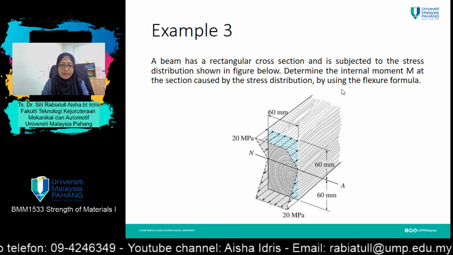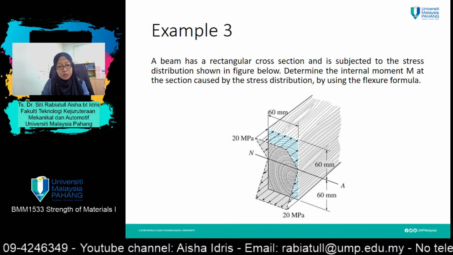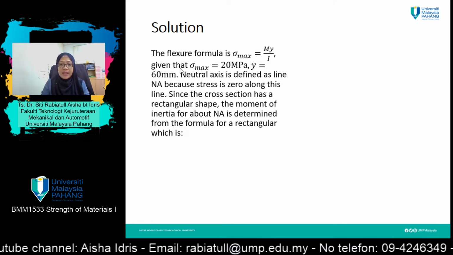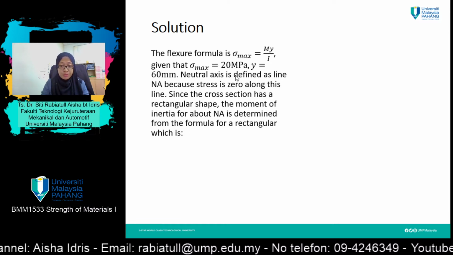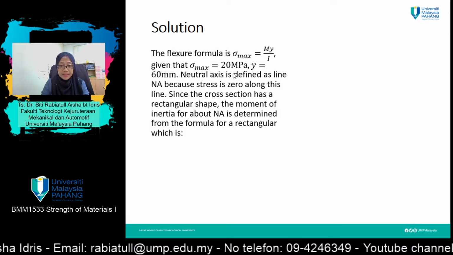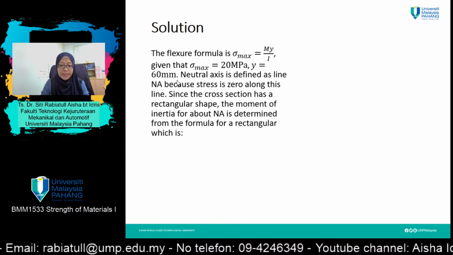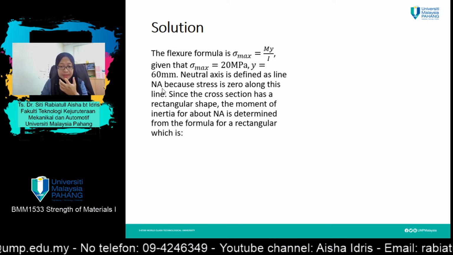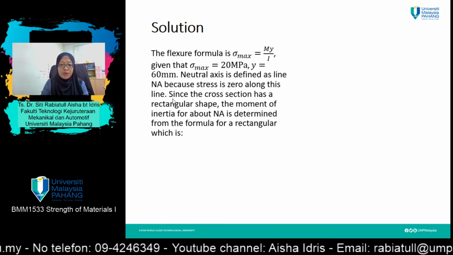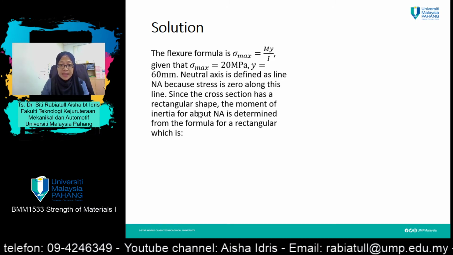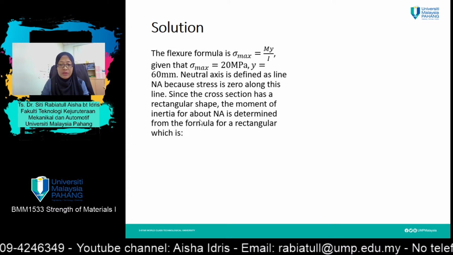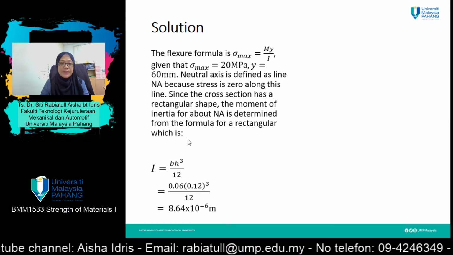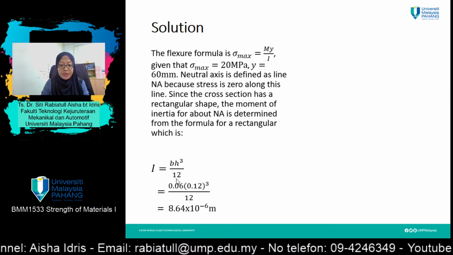So we know that the flexure formula is sigma equals My over I. Sigma max is given to you, which is equal to 20 megapascal, and y equals 60 mm. The neutral axis is defined as line NA, because stress is 0 along this line. Since the cross-section has a rectangular shape, the moment of inertia about NA is determined from the formula for a rectangle, which is I equals bh cubed over 12.